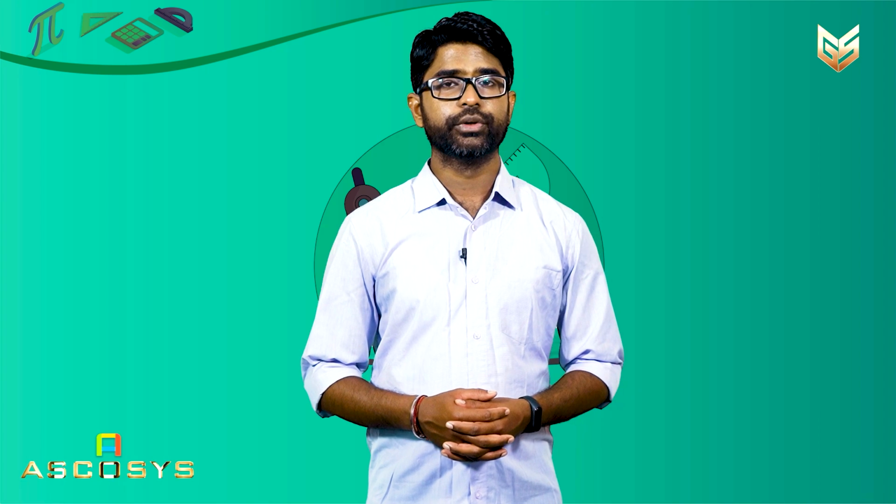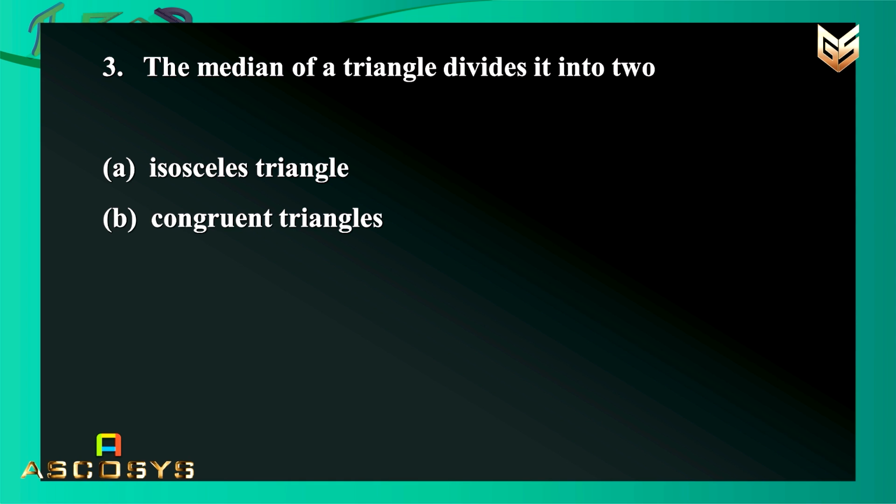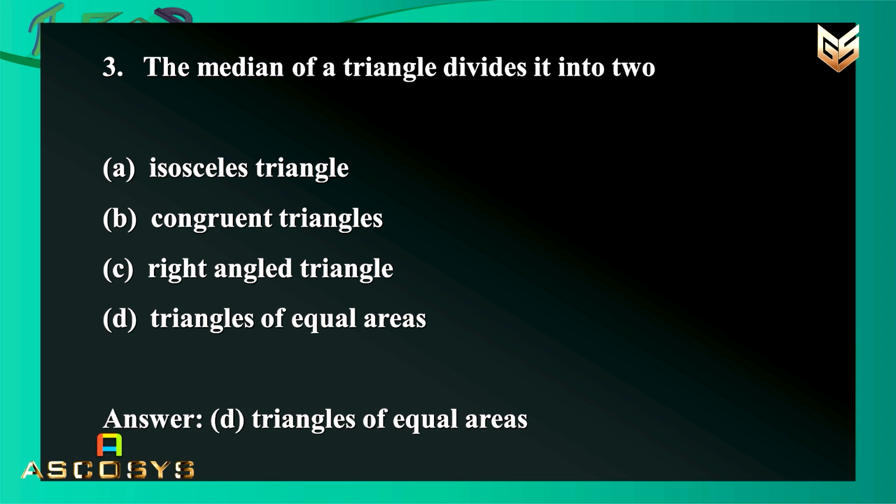The next MCQ is, the median of a triangle divides it into two, option A isosceles triangles, option B congruent triangles, option C right angle triangles, option D triangles of equal areas. So according to the theorem, we know that a median divides a triangle into two triangles of equal areas. That is why option D is the correct option.